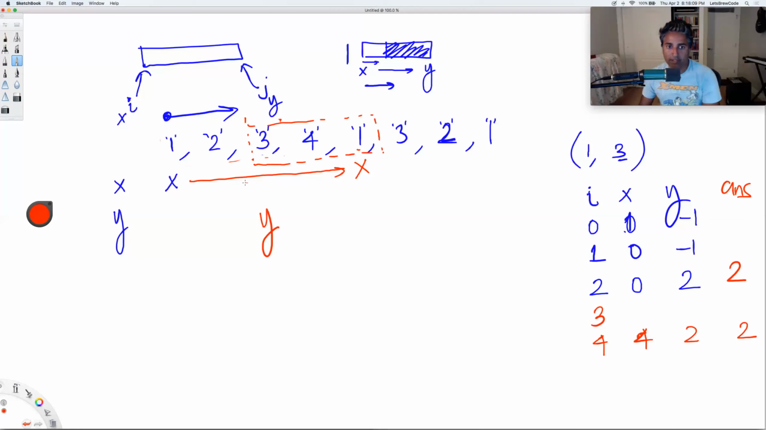Now on the next turn, what will happen is we will find that this matches the pattern. So Y will move here. And once again, Y minus X will be 1. And that would be the smallest window. That would go to the answer. The answer will become 1 at that point. This will go to 5. And basically, this will be 4. And this will be 5.